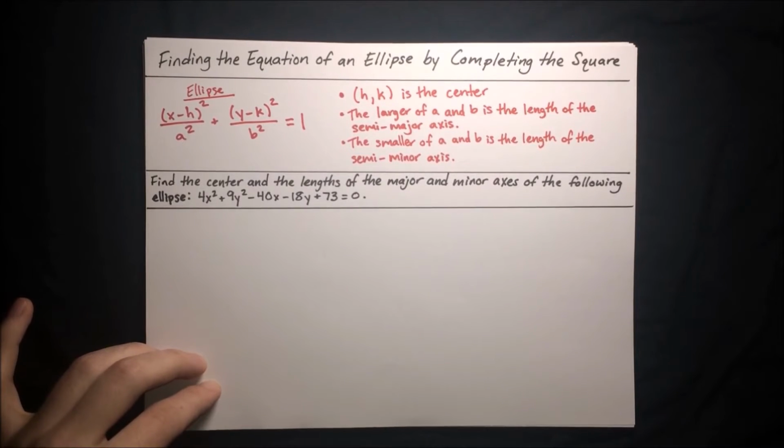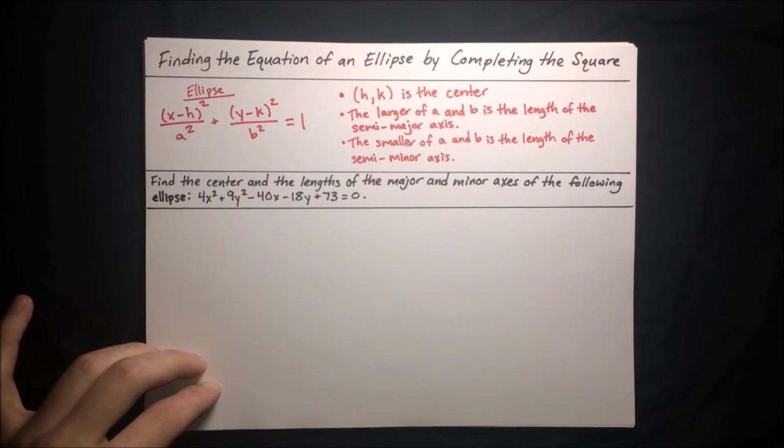Alright, so that's our refresher on the equation of an ellipse and what all the parts of the equation mean. And now let's get into the meat of this lesson. Here's our question. We want to find the center and lengths of the major and minor axes of the following ellipse: 4x squared plus 9y squared minus 40x minus 18y plus 73 equals 0.